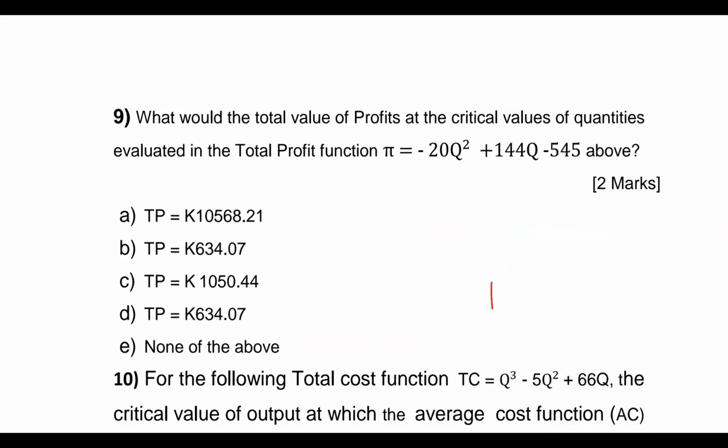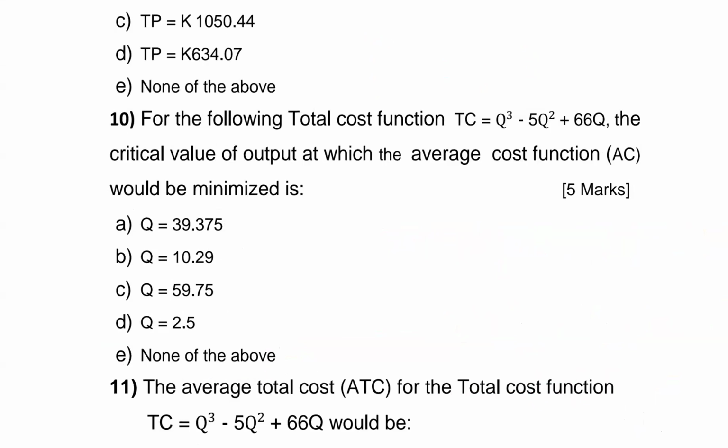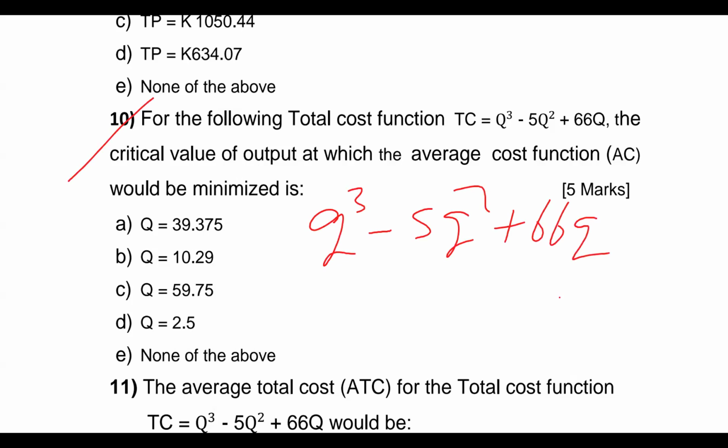The question number now is 10. For the following, the total cost function is Q cubed minus 5Q squared plus 66Q. Find the critical value of output at which the average cost function would be minimized. How do you find it?